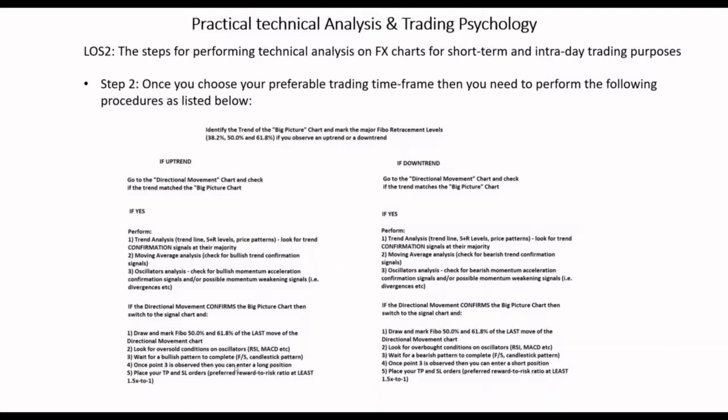Remember that we are trading. The most important thing that you need to remember is this one. We don't trade the moving averages or the oscillators. You need to wait always for a confirmation by the price. So once we receive a confirmation by the price, then we can enter our long position. And as soon as you do that, you need to place your TP and stop loss orders. Prefer a reward to risk ratio of at least 1.5 to 1.